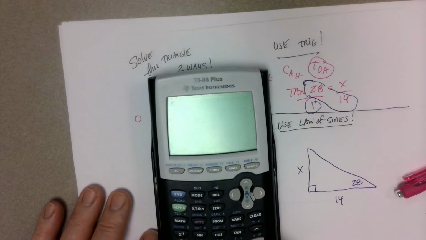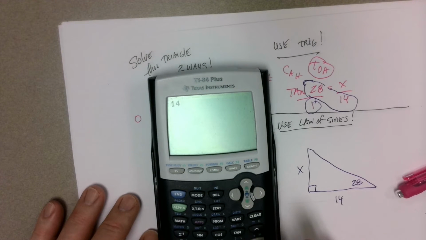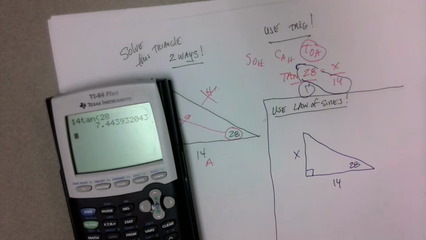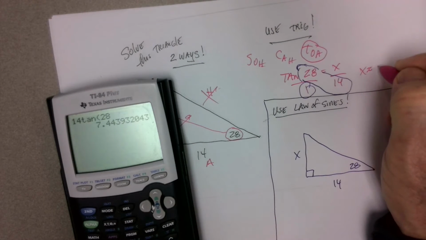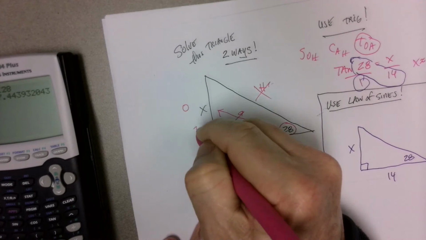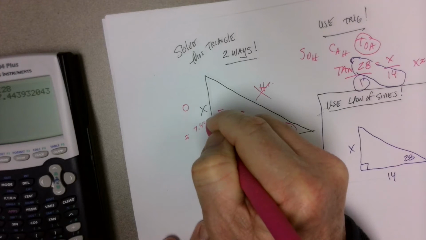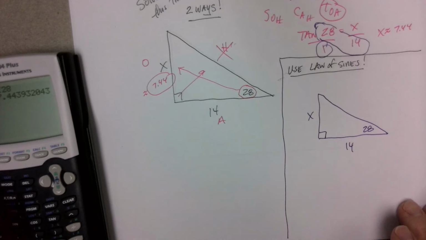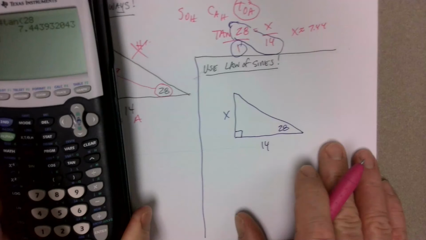You can type it in exactly like this: 14 tangent 28, and you're good enough. That's all you need, and bam, you're done. So X is about 7.44. All right. So when I solve this with tangent, this side is about 7.44, whatever the units are. There's none given, so I don't have to give them back. All right. So that's the answer.